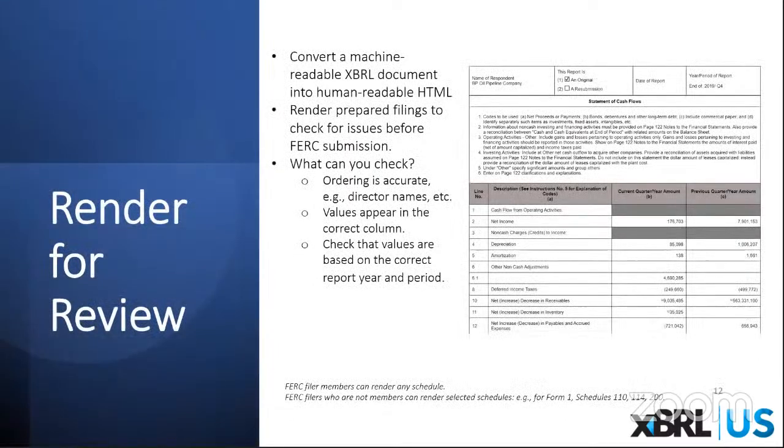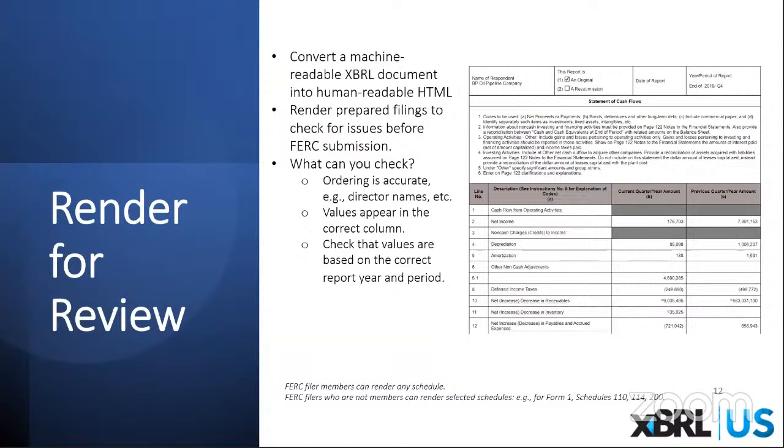Okay, so the first thing we're going to go through is the rendering for review. We've put up on our website, if you click on that link, it'll give you the option to provide your XBRL filing and then render it. This can be useful if you want to go back and look at a historical filing. It also means you can render a single schedule to see what it looks like and make sure it's filled out properly.